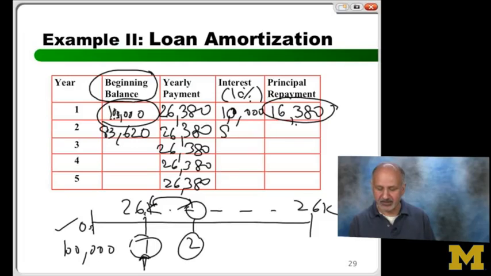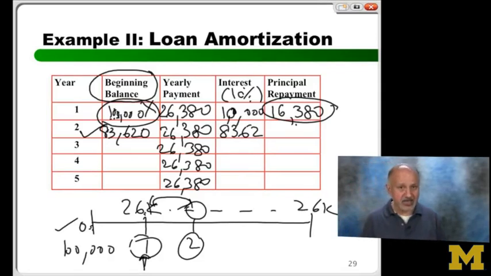Pretty straightforward. 8,362. How did I do that? Pretty straightforward again. The interest rate is 10%. I took the 10% and I didn't multiply it to the 100,000. I multiplied it to 83,620. Why? Because I don't owe the bank 100,000. I owe the bank only 83,000 at the end of the first year.